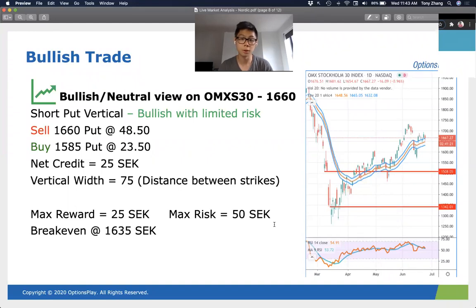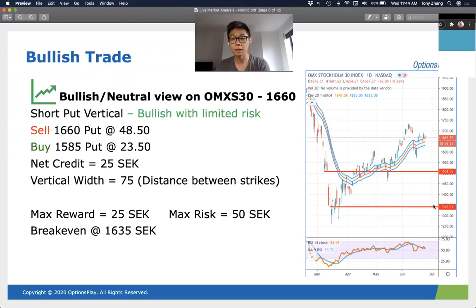So a put credit spread, which is the bullish credit spread, allows you to sell a put and then buy back a lower put so that you have reduced risk to the downside. So if you're wrong and the index plummets, you have limited exposure to the downside.